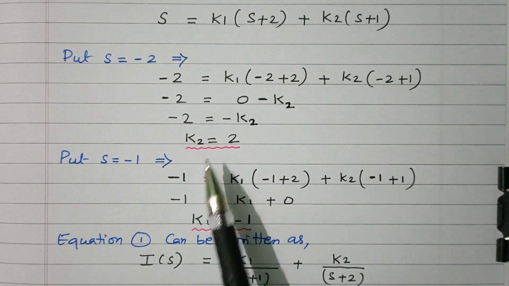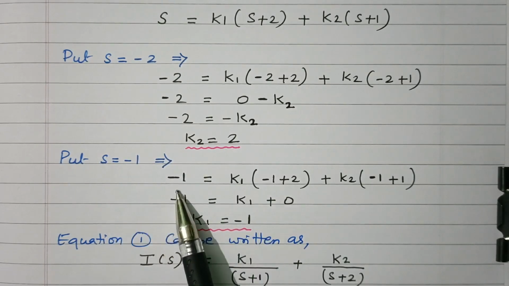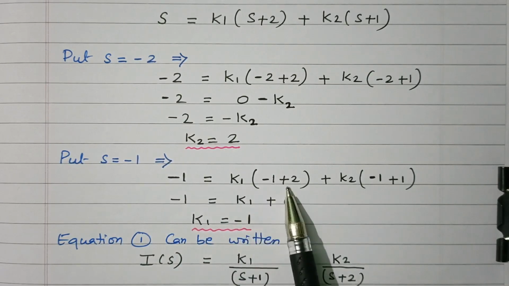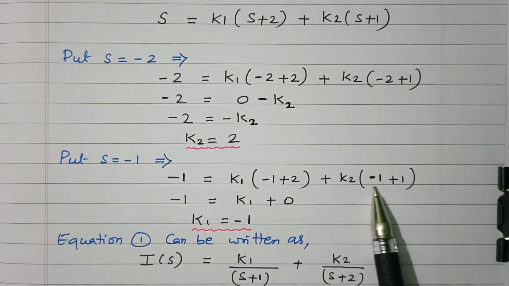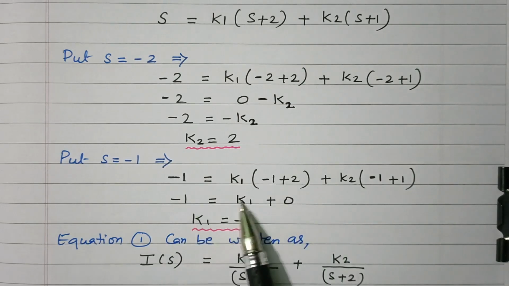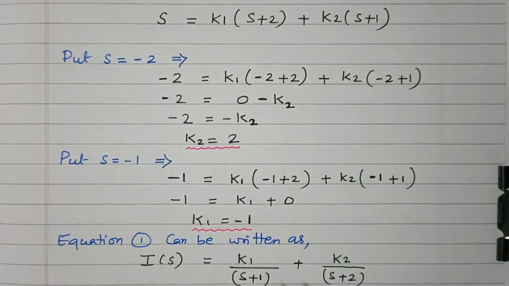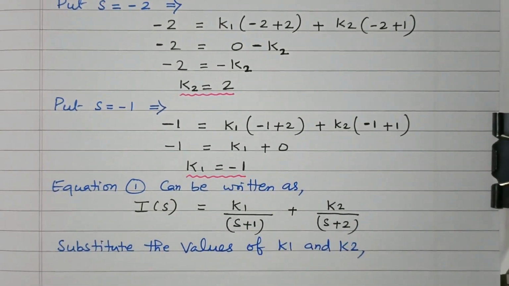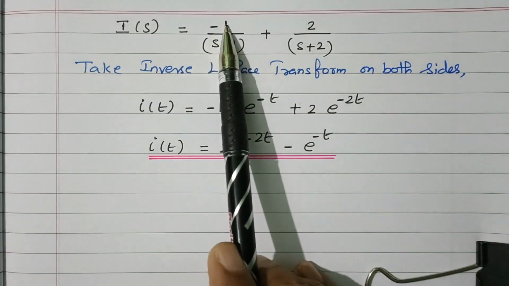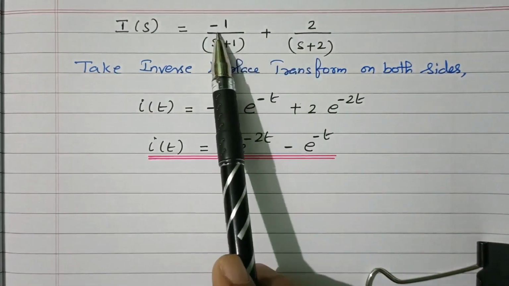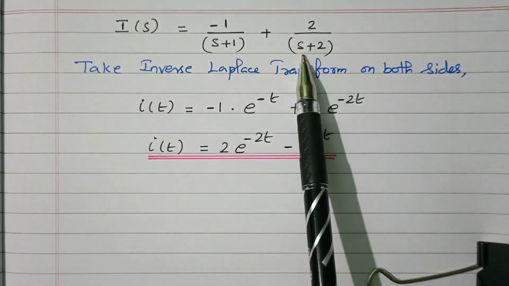Now we calculated the value of k2. Now substitute s equal to minus 1. Minus 1 equals k1 into minus 1 plus 2, plus k2 into minus 1 plus 1. This term is 0. So minus 1 equals k1, so k1 equals minus 1. So select the value such that it will cancel any one term. Now we have calculated k1 and k2, and we can substitute these values in equation 1. So k1 is minus 1, k2 is 2. So minus 1 divided by s plus 1, plus 2 divided by s plus 2.